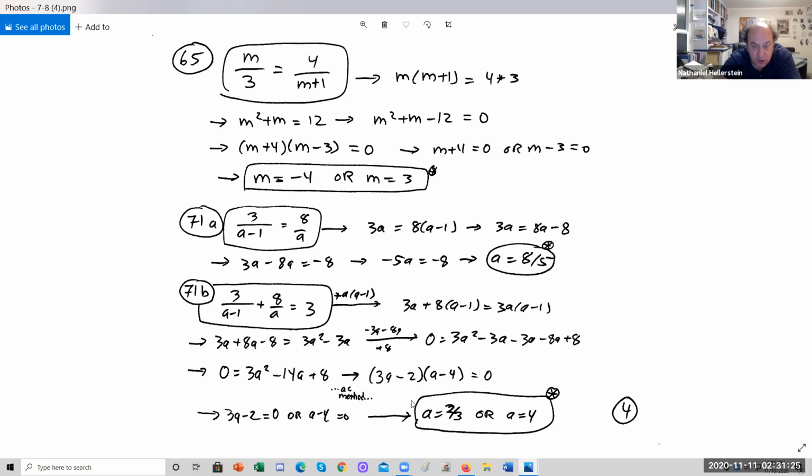So one of these factors is 0. 3a minus 2 is 0, or a minus 4 is 0. So a equals 2/3, or a equals 4. These are the solutions.